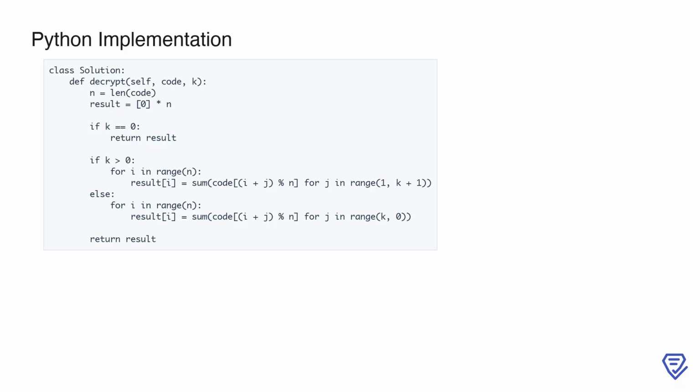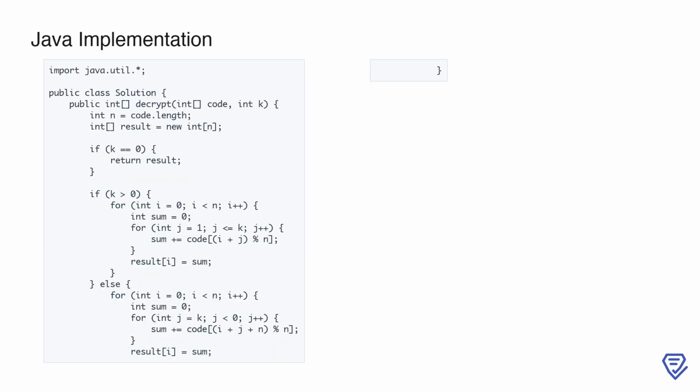The transformed values are stored in the result list and returned as the final output. This implementation ensures efficient handling of both positive and negative k values, utilizing the circular nature of the array effectively. Here, we start by importing the necessary utility package and defining the solution class.